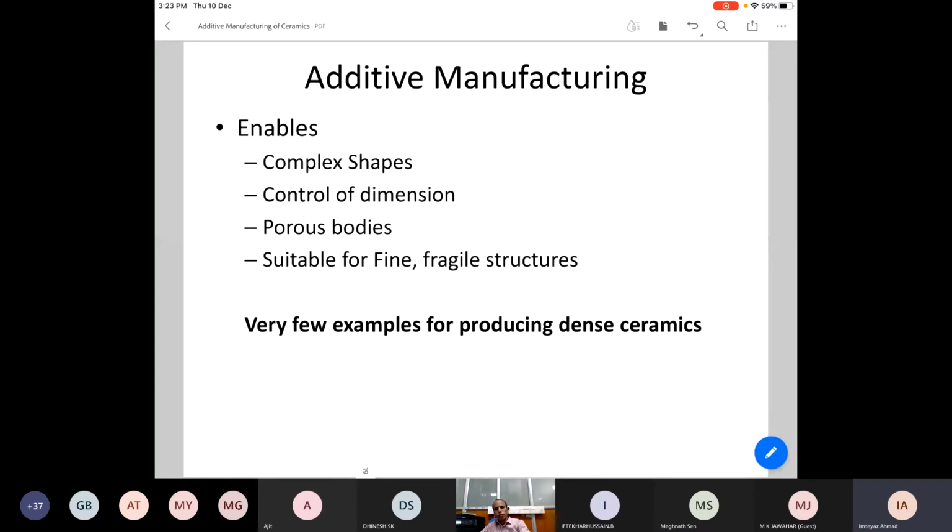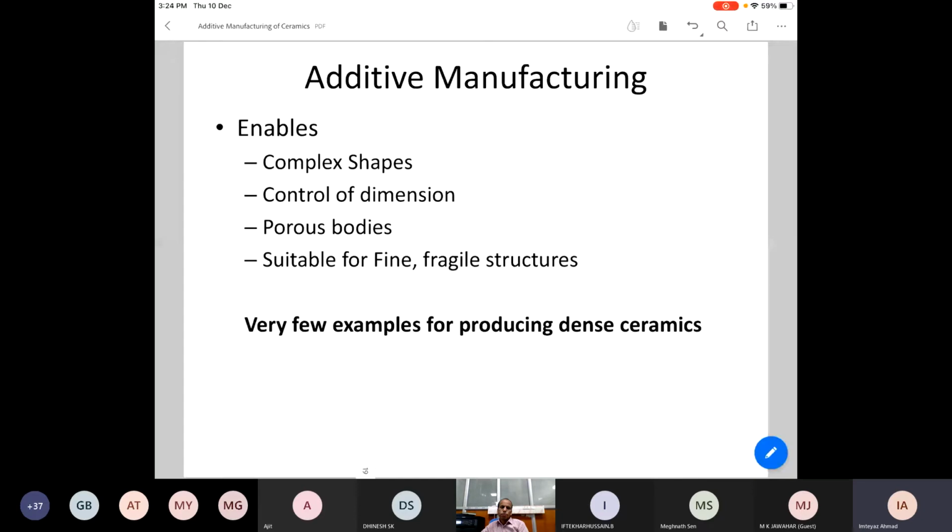So the control of dimension is also required. Then you sometimes need porous bodies. The question is, because porosity is a functional element in many cases. Like for example, if you're talking about bones, in human bones, the porosity is a functional element, functional property, because it requires, sometimes you're talking about filters. So the question is, can we engineer pores?